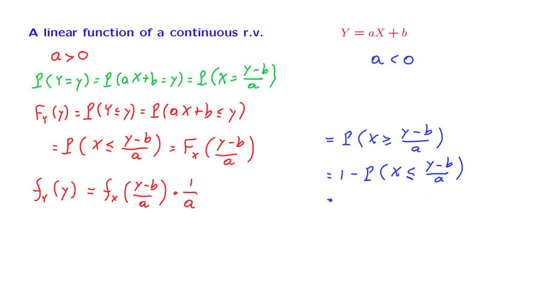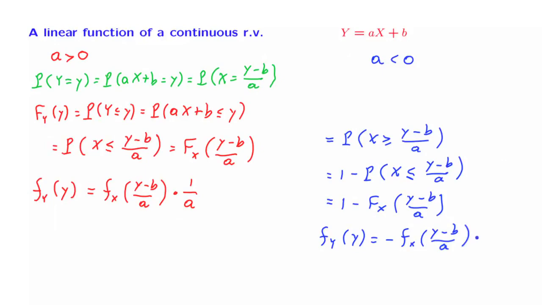And what we have here is 1 minus the CDF of x evaluated at (y minus b) over a. We use the chain rule once more, and we obtain that the PDF of y in this case is equal to minus the PDF of x evaluated at (y minus b) over a times 1 over a.